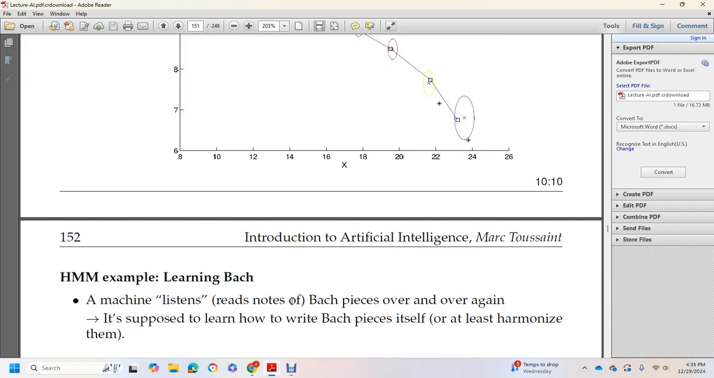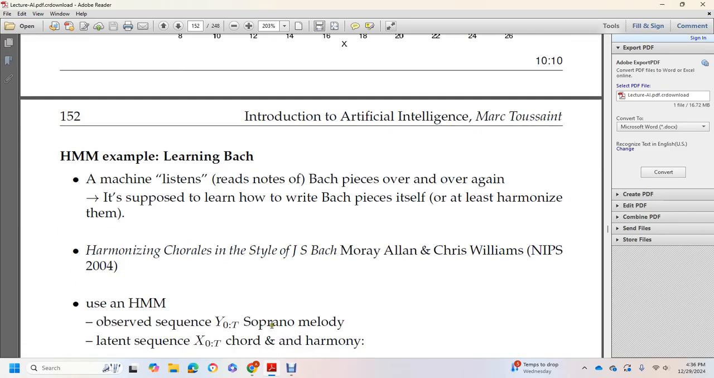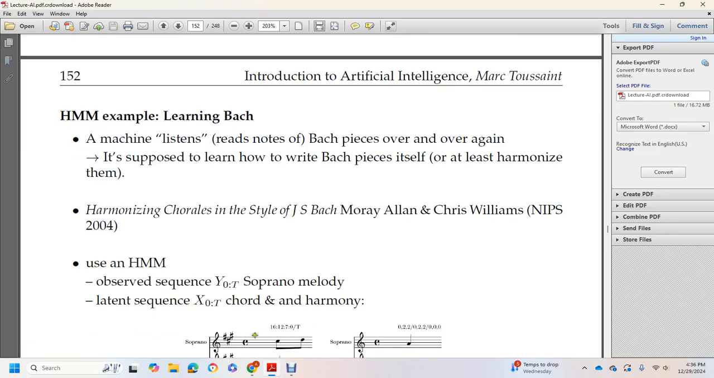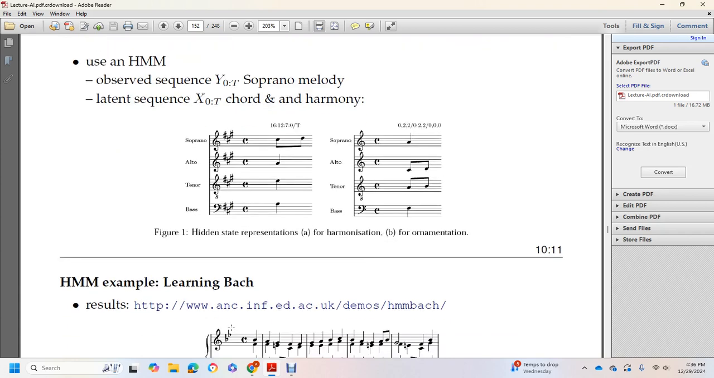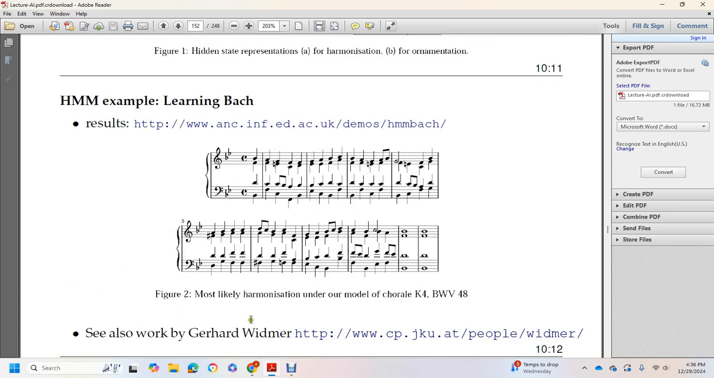HMM example, learning Bach: listening to the notes of Bach pieces over and over again, and so learning how to write Bach pieces itself, at least harmonizing chorales in the style of J.S. Bach, using HMMs: sequences for the soprano melody as observations, latent sequences for chords and harmony. HMM learning Bach results. See also work with Gerhard Widmer.